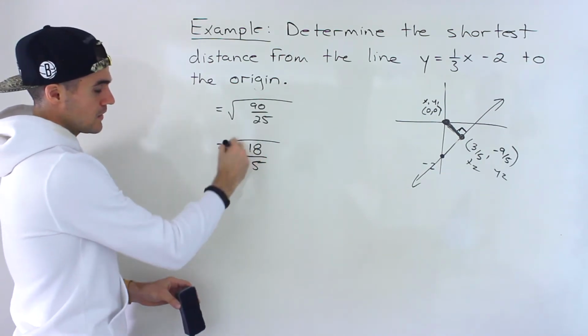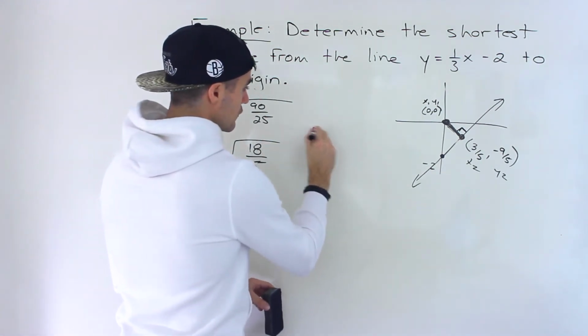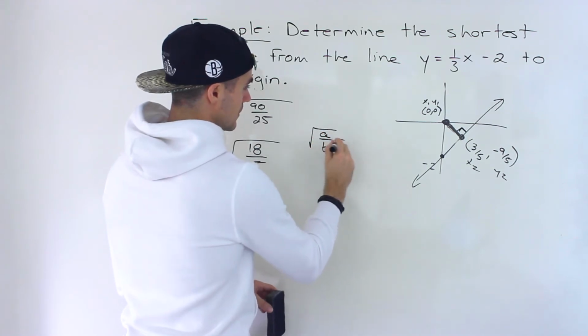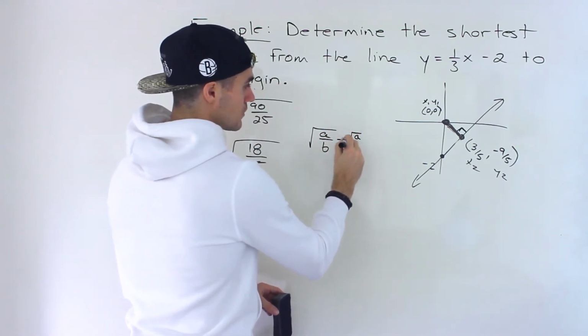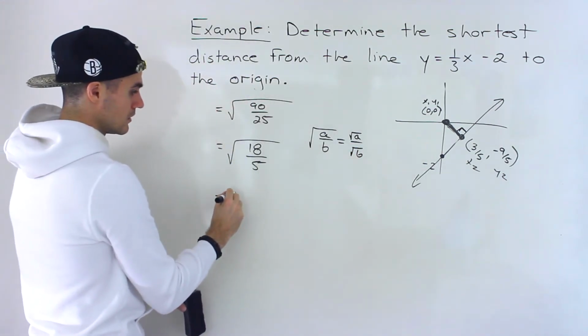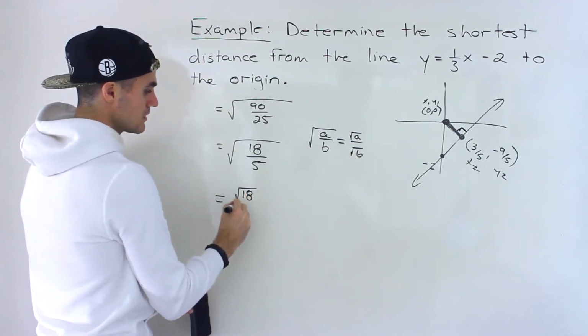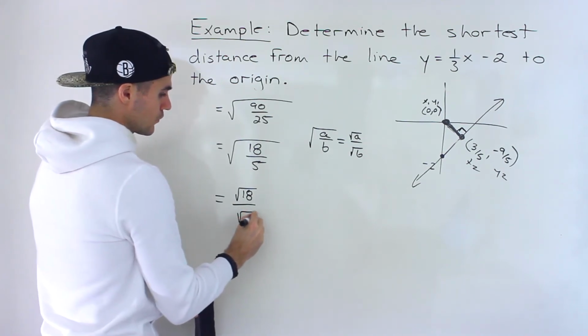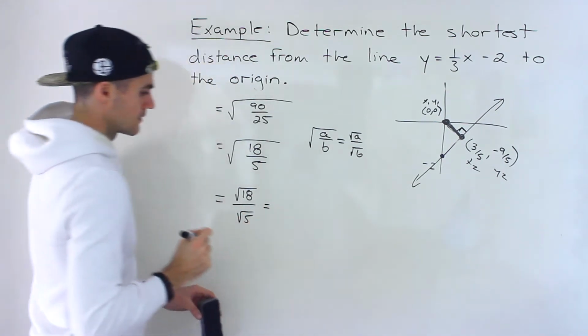So the way this could simplify further, if you have a fraction, remember the square root of a fraction, you could take the square root of the numerator over the square root of the denominator. So I got the square root of 18 over the square root of 5.